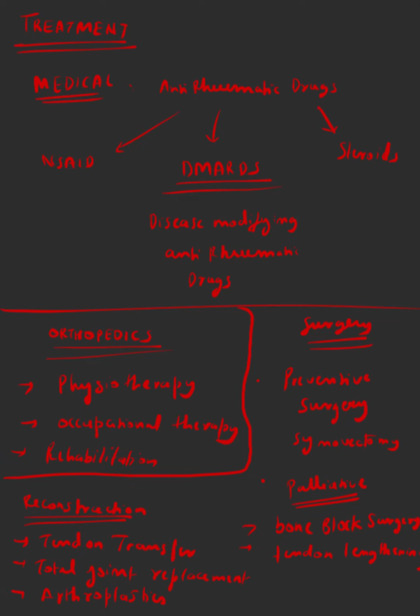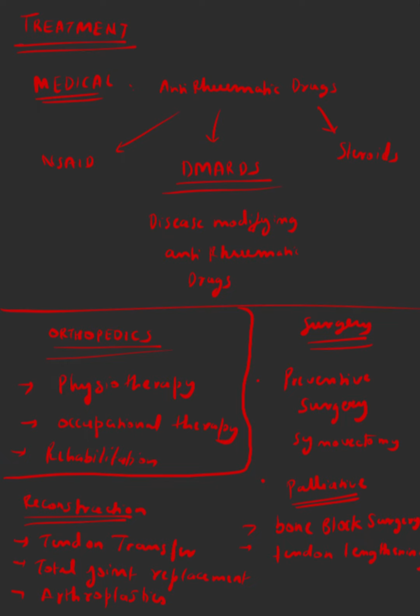Three things broadly we'll discuss. So anti-rheumatic drugs are there, that is NSAIDs, steroids, and DMARDs, that is the disease modifying anti-rheumatic drugs. Okay, why do we go for NSAIDs? To reduce inflammation. Sometimes these NSAIDs cannot reduce inflammation, and it being an autoimmune thing, we'll have to go for steroids. And DMARDs are disease modifying anti-rheumatic drugs. Apart from this, orthopedically, what you can do is you can go for physiotherapy, occupational therapy, rehabilitation.